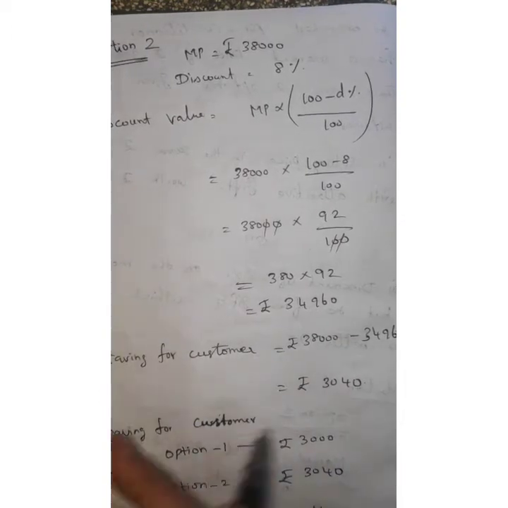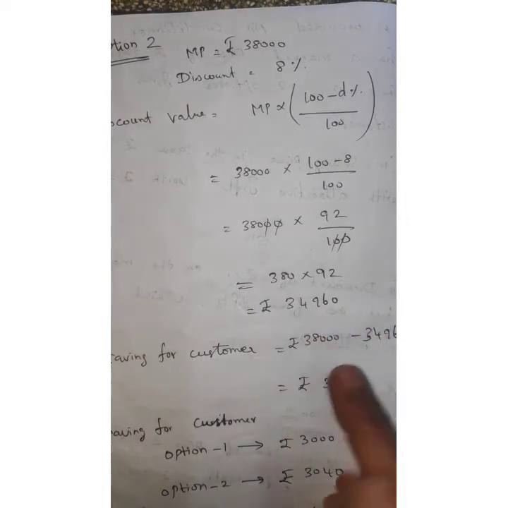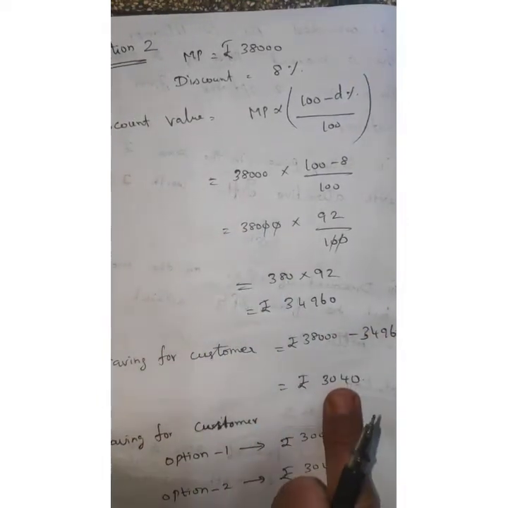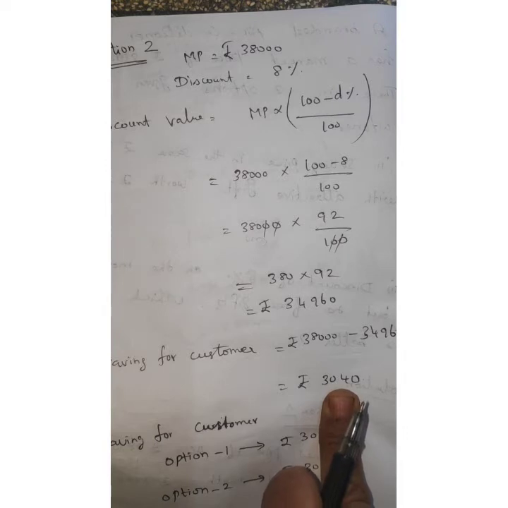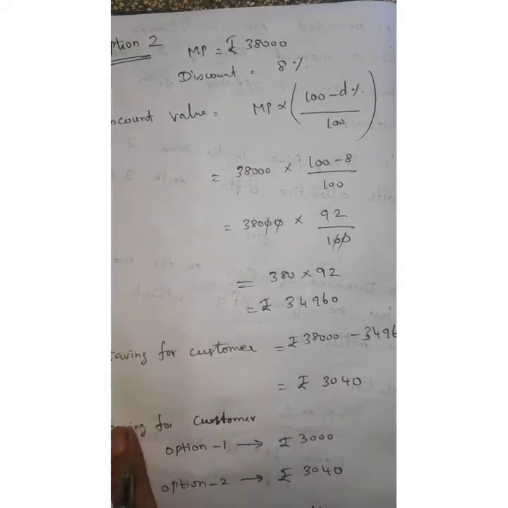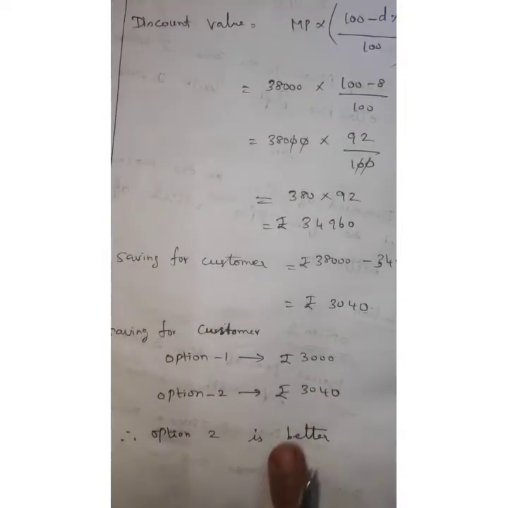First option, the gift voucher, is 3,000 rupees. Now with the 8% discount, how much is the benefit to the customer? 3,040 rupees. 40 rupees is the extra benefit. So which option is the best option, the first one or the second one? The second option is better.